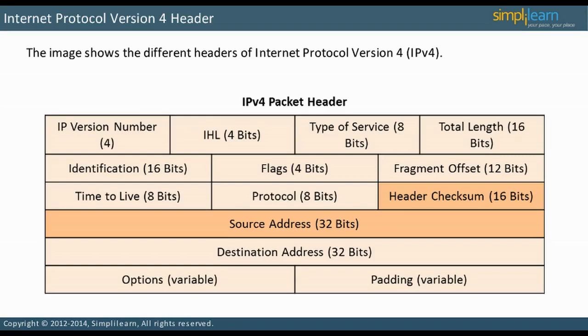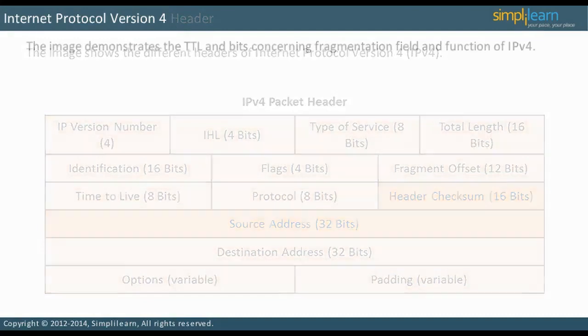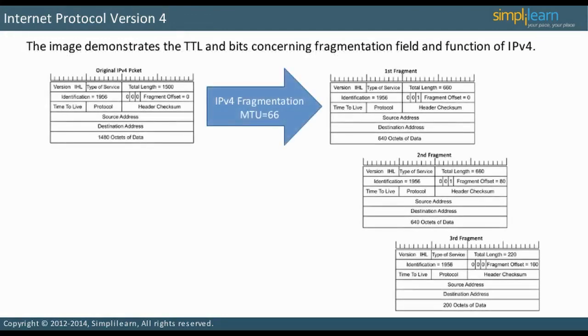We will continue our discussion of IPv4 in the next slide. The image on the slide demonstrates the time to live, TTL, and bits concerning fragmentation fields and function of IPv4. Bits concerning fragmentation: if the number of bytes in the data causes the packet to be too big to send through the network, it is fragmented. This means it is sent in more than one IP packet. Some applications cannot work with fragmented packets. In this case, the Don't Fragment, DF, bit is set. The More Fragments, MF, signal signifies that more parts of the communication are contained in other packets.